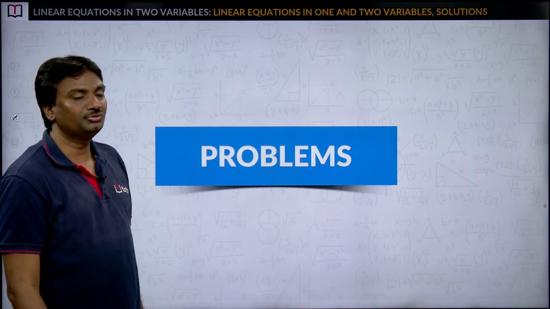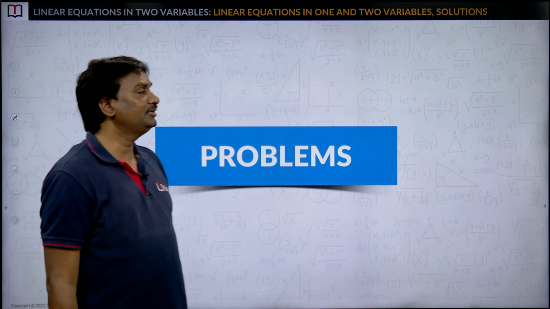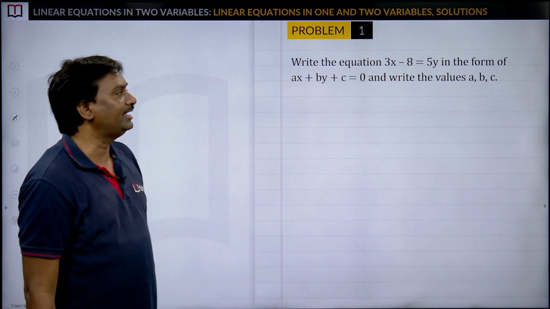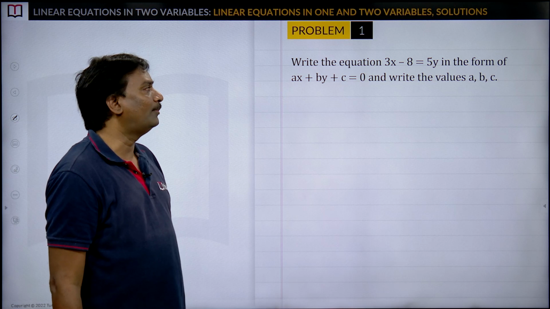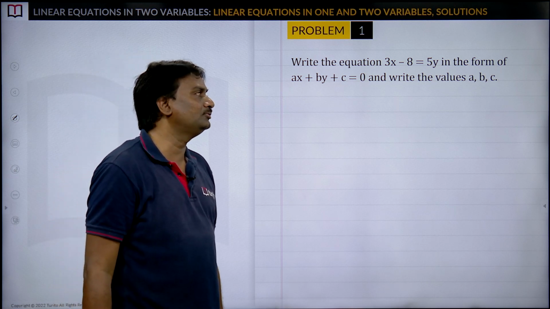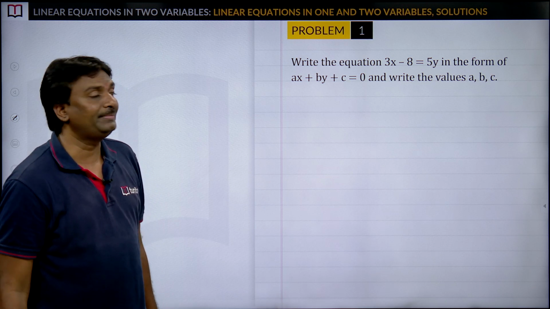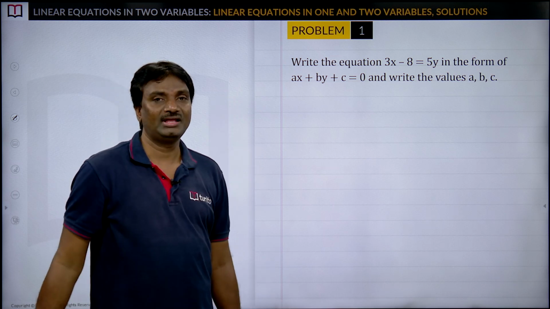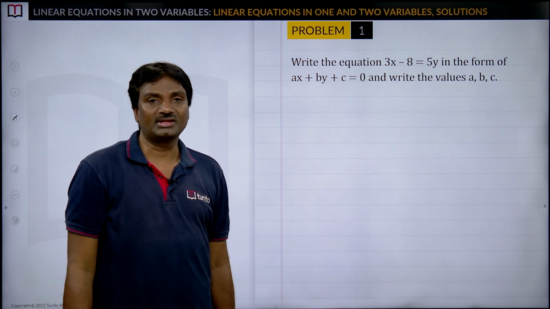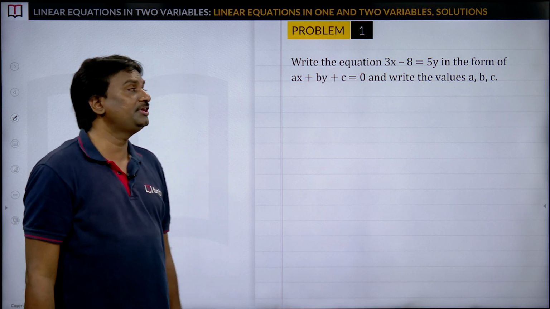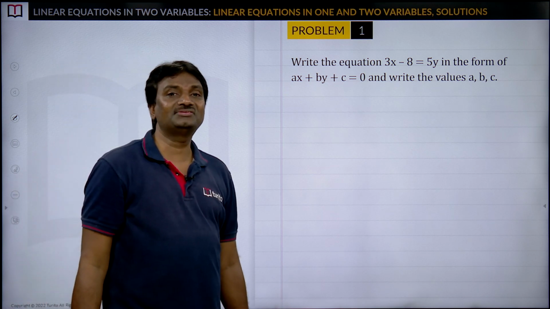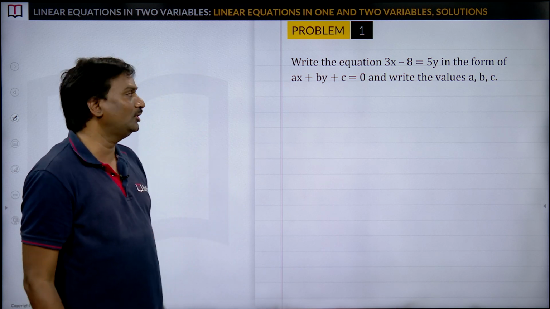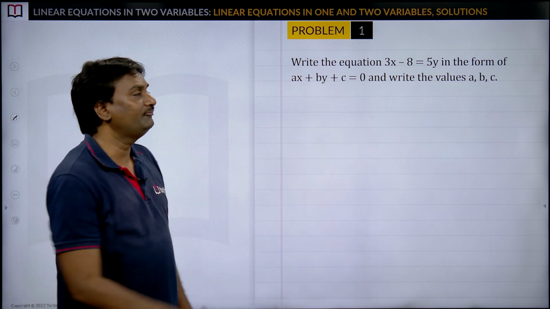Now, let us do some problems related to linear equations in two variables. Look at this. Write the equation 3x minus 8 equal to 5y in the form of ax plus by plus c equal to 0 and write the values of a, b, c. Actually, the given equation contains two variables x and y, but it is not in the standard form. Standard form means ax plus by plus c equal to 0. We have to express the given linear equation in the standard form and then find the values of a, b, c.